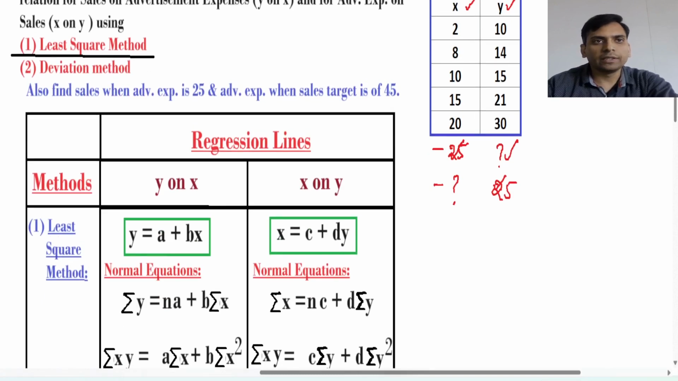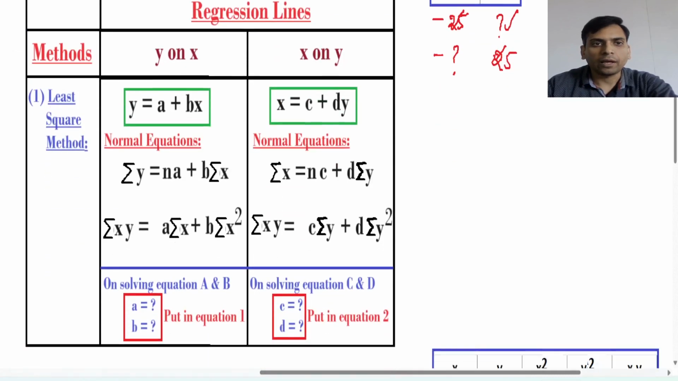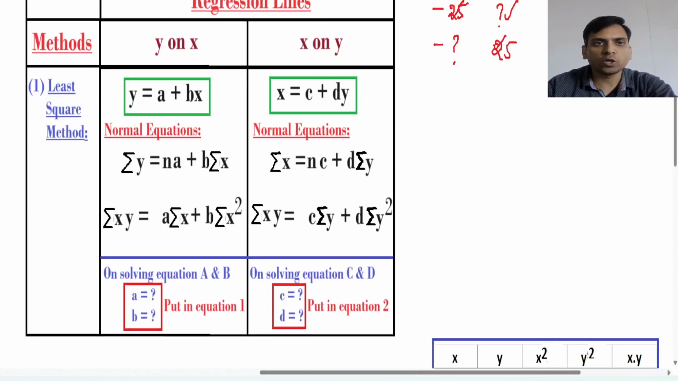So for the relationship y on x, meaning sales on advertisement expenditure, this is y on x, and for the second relationship, advertisement expenditure on sales, this is x on y. The relationship based on y on x and x on y is y is equal to a plus bx, and for the second one, x is equal to c plus dy.